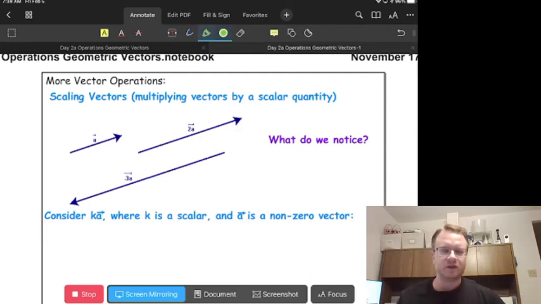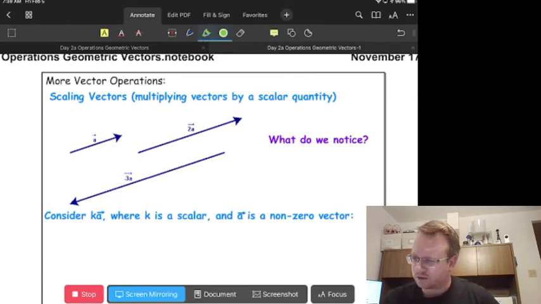All right, so we have previously talked about vector addition, adding vectors to each other, but we also said there's a number of different operations that can be performed on vectors, and that includes multiplication. So in this case, we're specifically going to look at multiplying vectors by a scalar quantity.